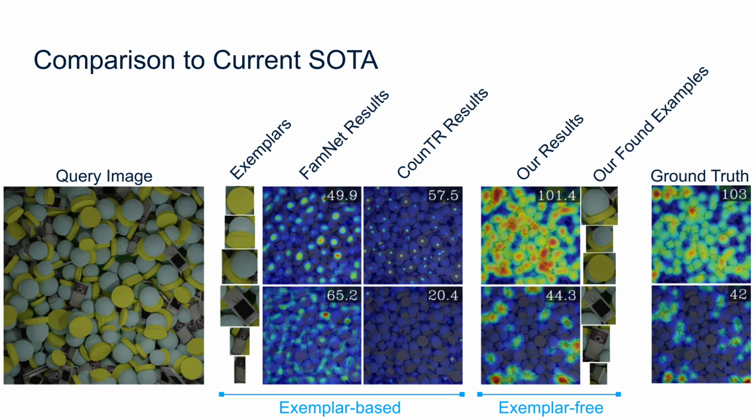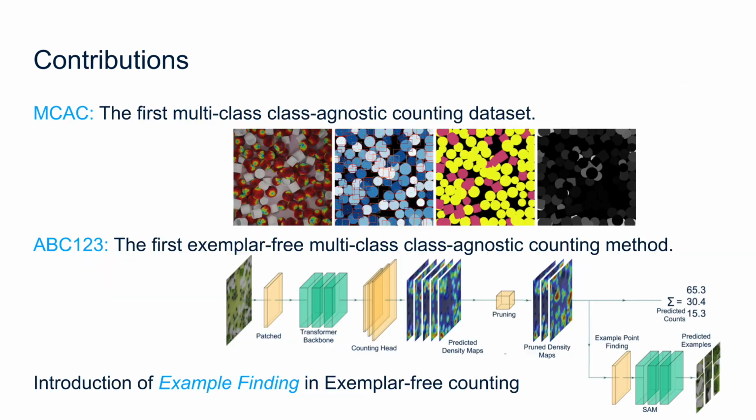Unlike other methods which require exemplar images on top of the query image to define the type of object to count, our method produces accurate results from only the query image. Given this is now an unguided task, it is non-trivial for a user to understand what has been counted. So we find examples from the image to explain each count. This effectively flips the exemplar-based paradigm on its head.